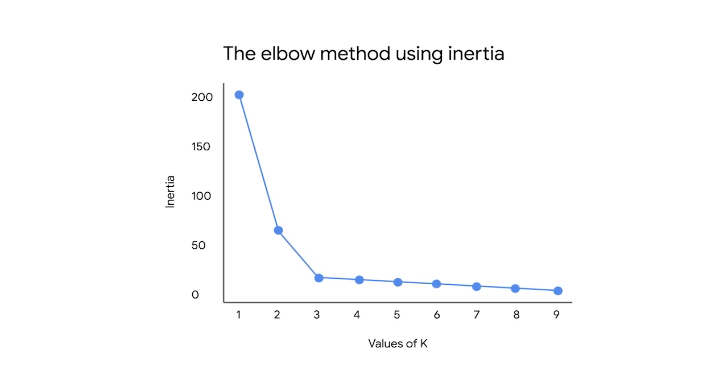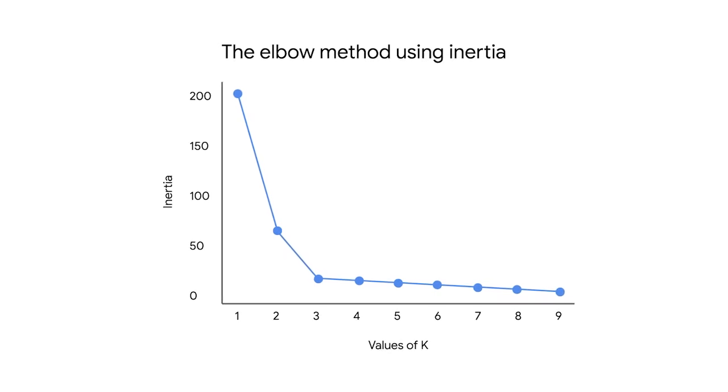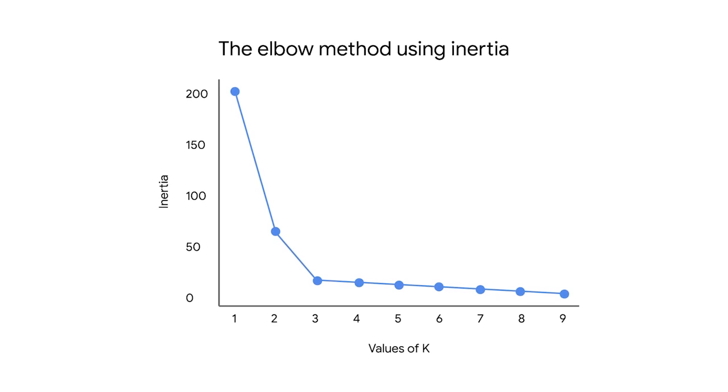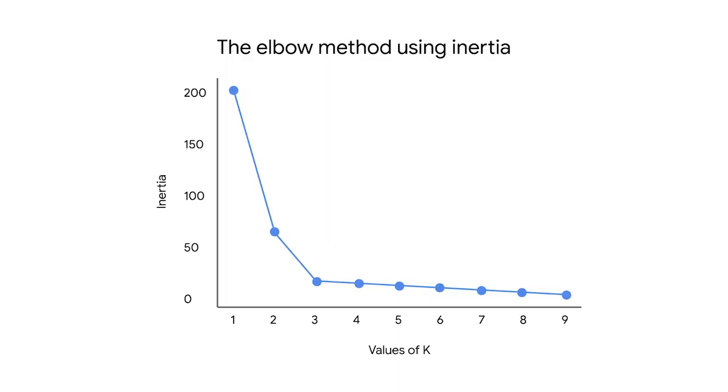This is the value of k at which the decrease in inertia starts to level off. In this example, that occurs when we use 3 clusters. Sometimes it might be difficult to choose between 2 consecutive values of k. In that case, it's up to you to determine which is best for your particular project.